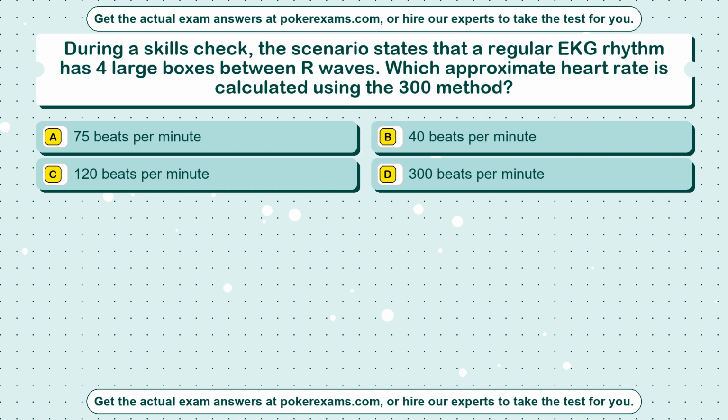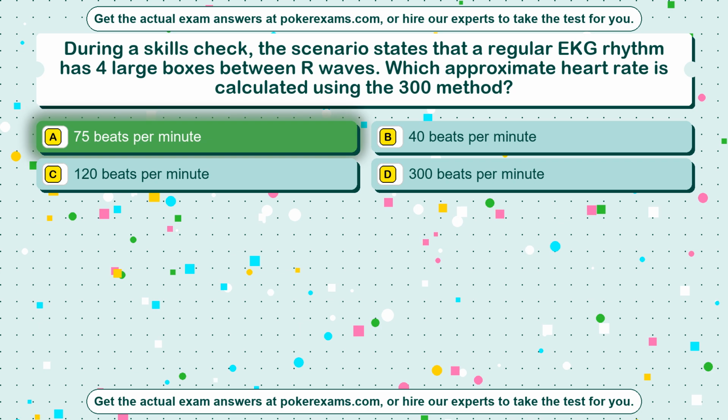Question 19. During a skills check, the scenario states that a regular EKG rhythm has 4 large boxes between R waves. Which approximate heart rate is calculated using the 300 method? Option A, 75 beats per minute. Option B, 40 beats per minute. Option C, 120 beats per minute. Option D, 300 beats per minute.